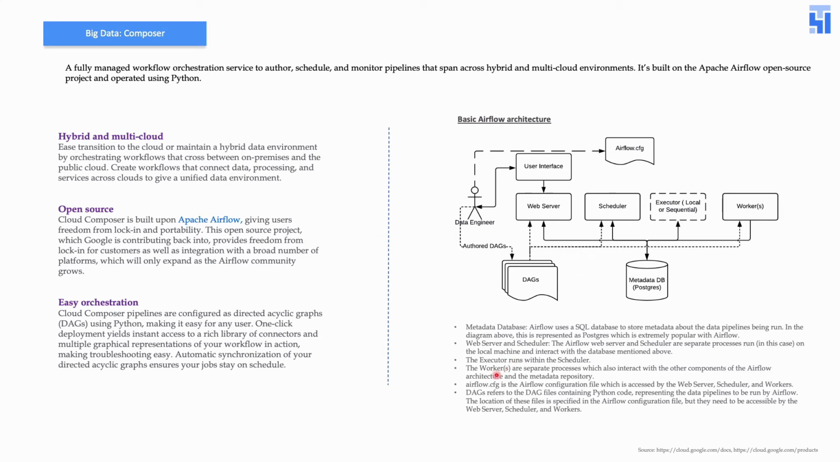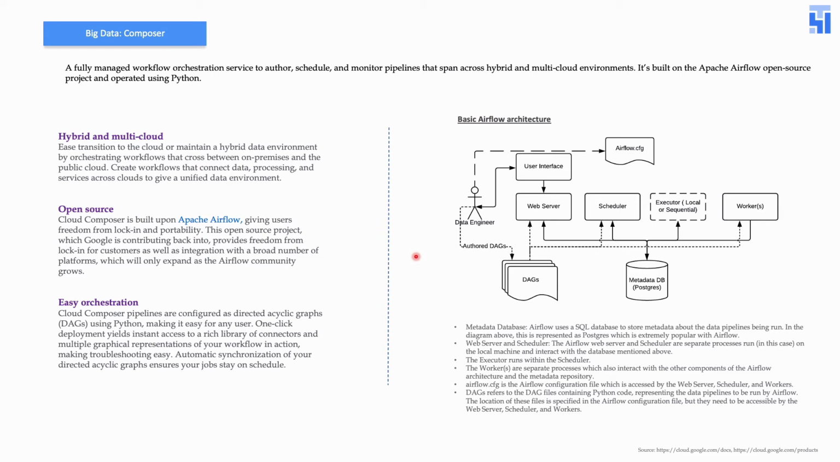It's exactly the same pattern. Airflow CFG is the Airflow configuration file, which is accessed by all of them. DAG refers to the DAG files containing Python code, representing the data pipelines to be run by Airflow. The location of these files is specified in the Airflow configuration file, but they need to be accessible by the web server, scheduler, and workers.